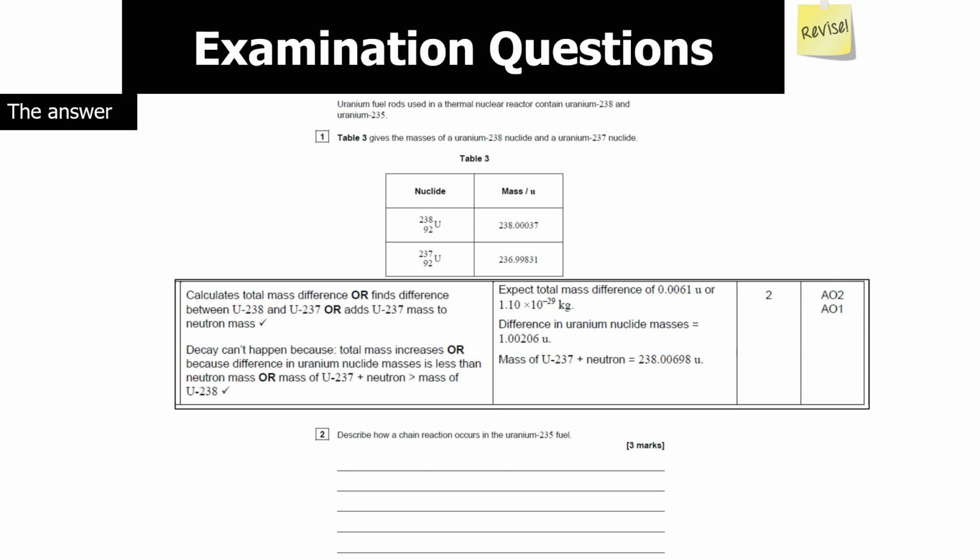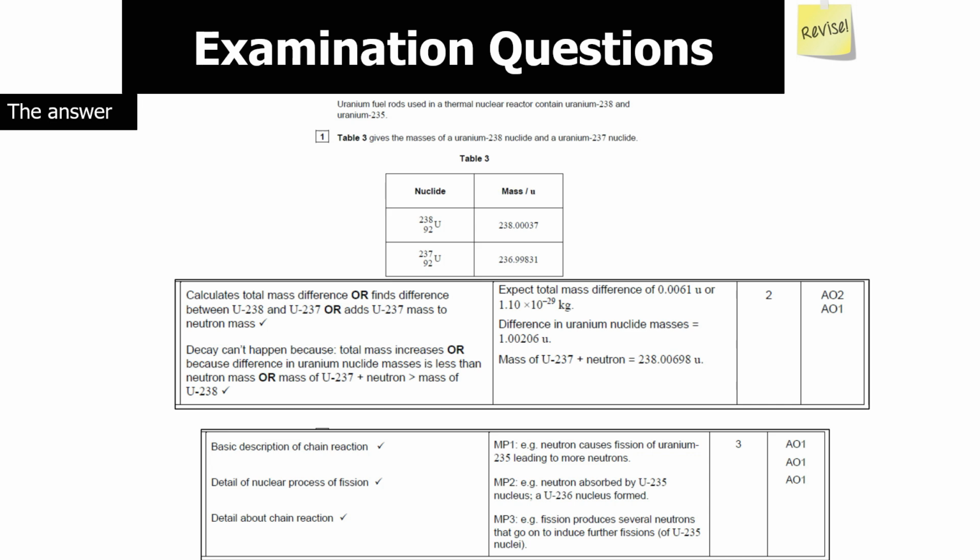Now the second question is explaining how a chain reaction occurs. Now the important thing to note is you've got to be aware that a chain reaction is caused by a neutron being absorbed by a uranium nucleus and causing fission from that process. Now it's only the uranium-235 that can absorb this neutron and then cause fission, and then the fission process itself will produce more neutrons, between 2 and 3 for every nucleus, which will then go on to fission other nuclei.